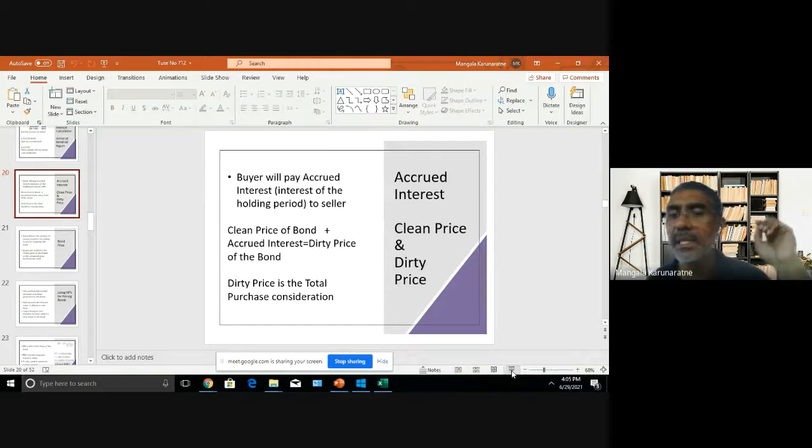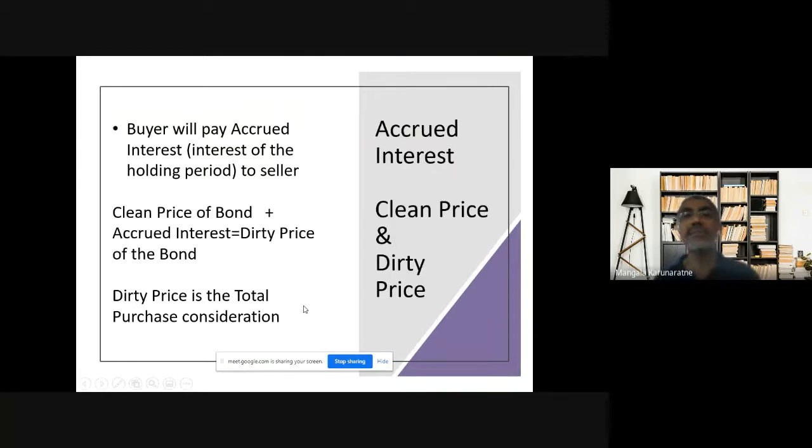I'll open the slide, then it will be easy, right? So if we do this deal just one day after the coupon payment, then there will be accrued interest for this bond. There will be 1 day's accrued interest, right? You got my point.